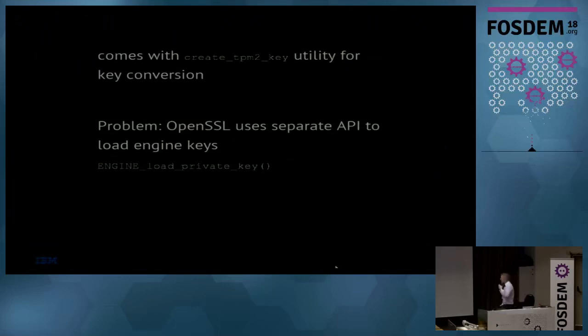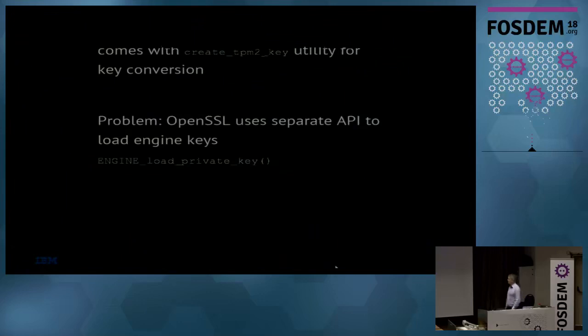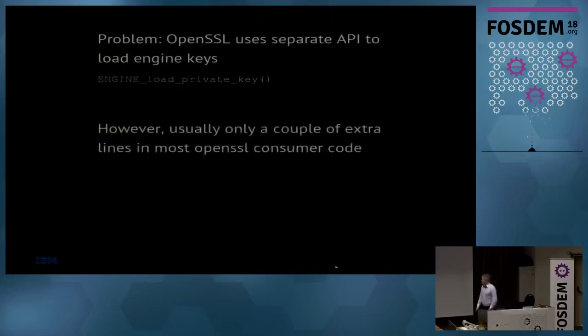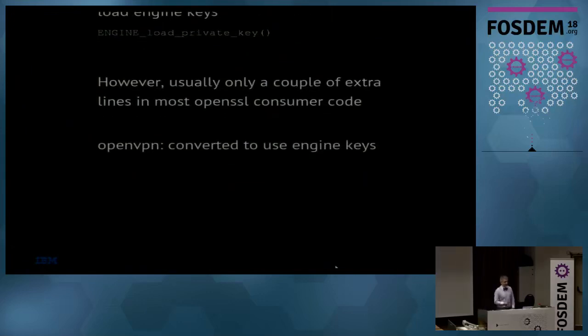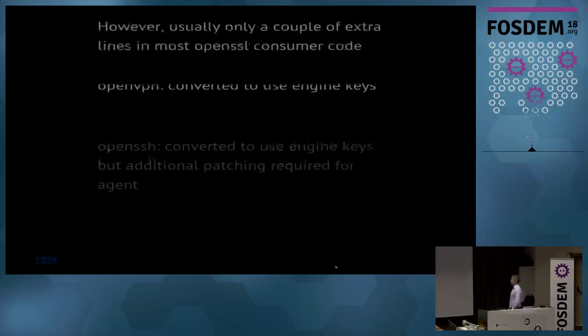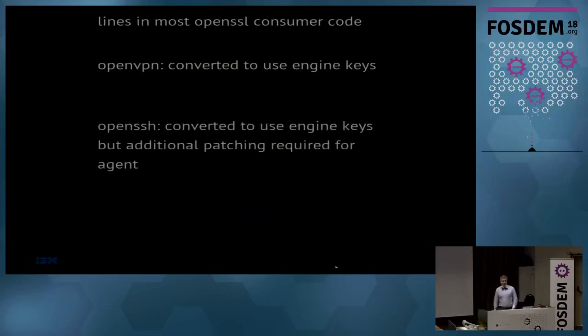So even if I enable the use of engine private keys in OpenSSL, often there's still a couple of lines that have to be added to the open source program to get it to load the engine private key if it can't find any of the other private keys. However, it's usually only a couple of lines. I actually did it to OpenVPN, and I'm just trying to get the patches up now. It looks fairly simple. I also did it to OpenSSH, which is actually based on OpenSSL. The patch to use engine keys is fairly simple.